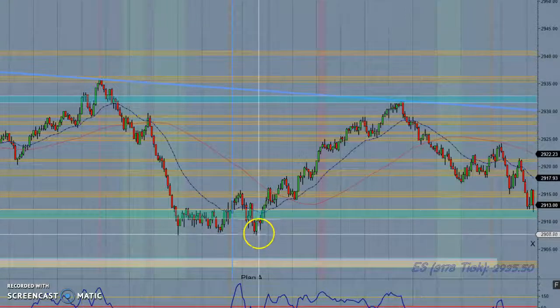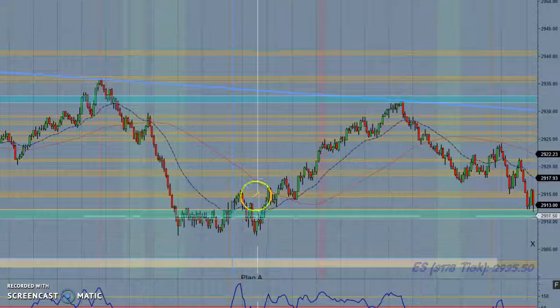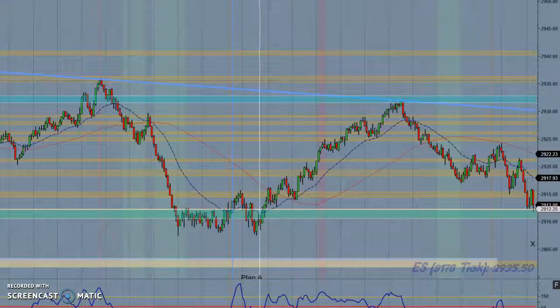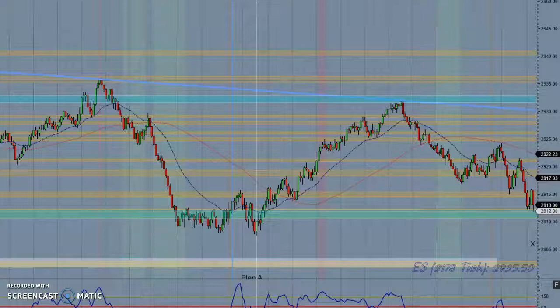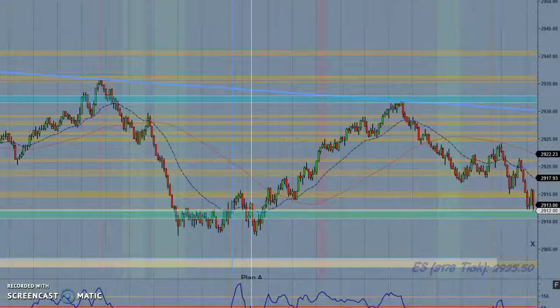It whipsaw and then went back down. Of course it does, because it's after market. Look what time it is. It's 4 a.m., 3 a.m. Of course it does. Okay?